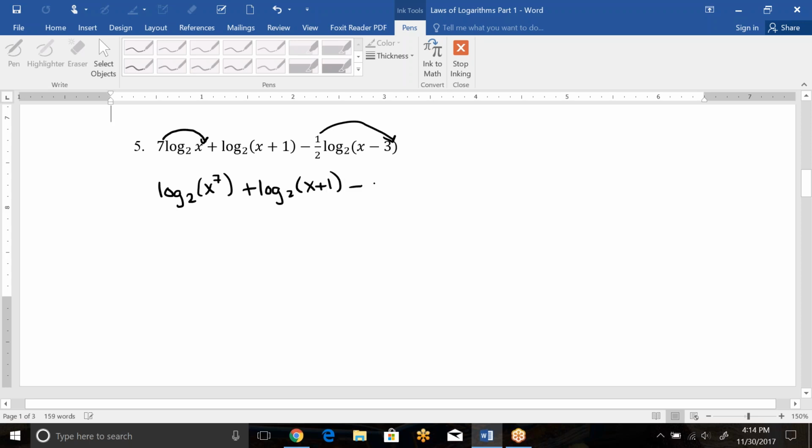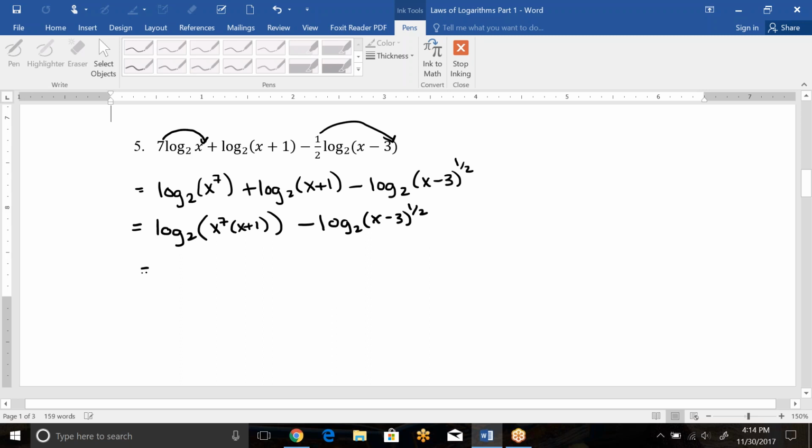minus log base 2 of (x minus 3) to the 1/2, which I can write as the square root of x minus 3, and I probably will in just a second, but I want to go ahead and try to finish up what I can here, and I'll simplify that at the end. So these two logs right here are back to back, and they have a plus sign between them. So remember, if you have a plus sign, you combine it by multiplying the arguments. So this would be x to the 7th times (x plus 1). Bring down the minus log base 2 of (x minus 3) to the 1/2.